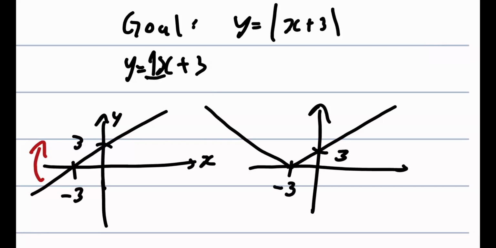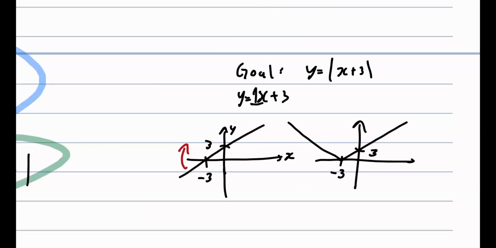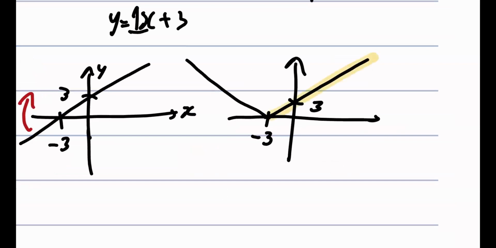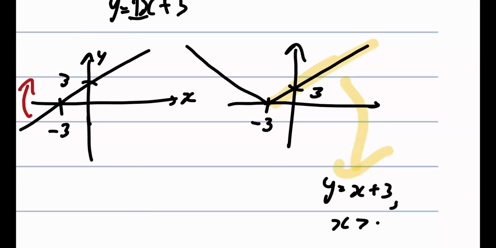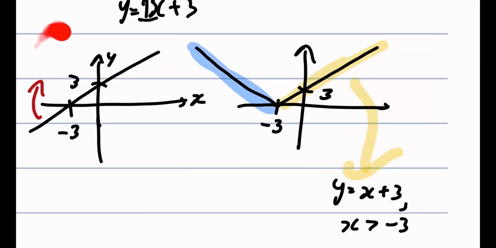By the way, y equals modulus x plus 3. Do you notice that this right half here is really just y equals x plus 3, but you restrict the domain to x more than or equal to -3? Then the left half here is just the negative version, because when you reflect it above the x-axis, you're just multiplying everything by -1.